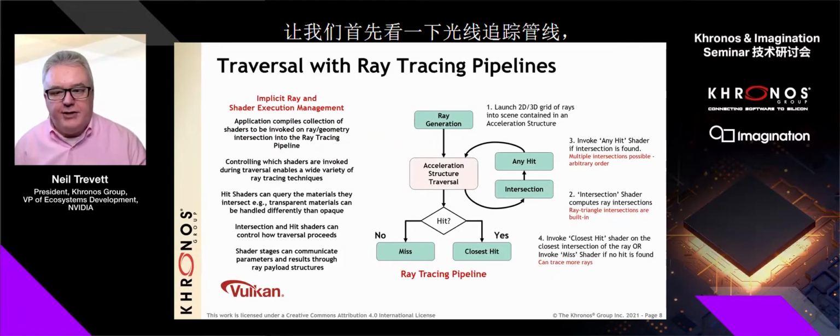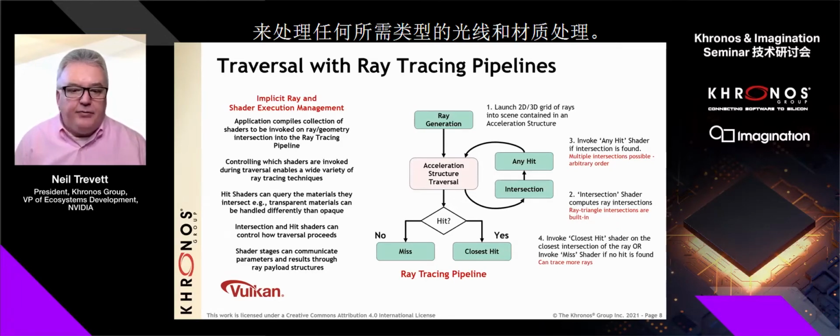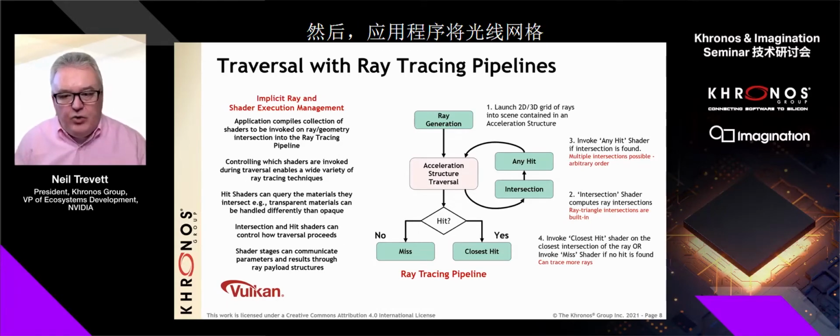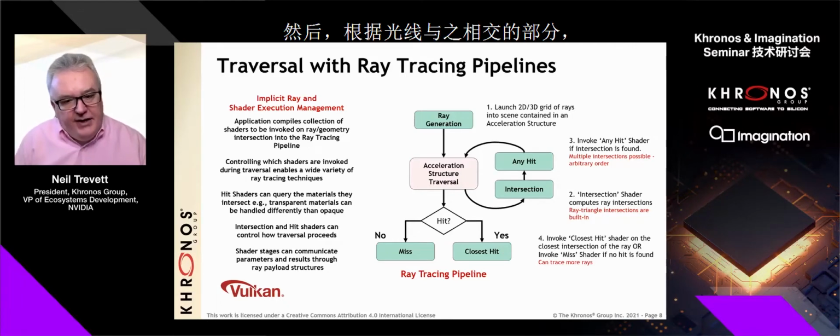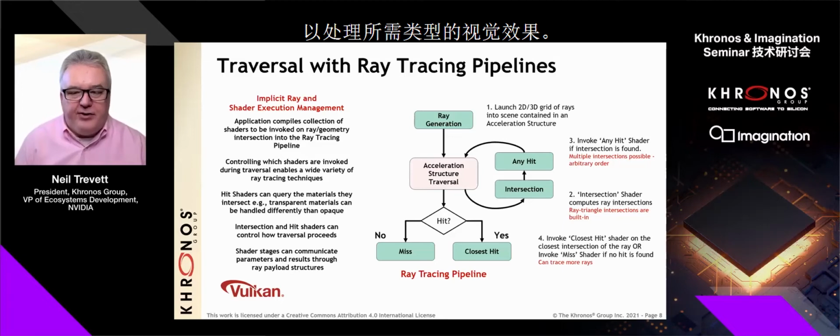Let's first look at ray tracing pipelines, which enable the developer to compile and manage a set of shaders to handle any desired type of ray and material processing. The application then launches a grid of rays into the scene contained in the acceleration structure. For each ray, a particular shader will then be executed depending on what the ray intersects with, to process the desired type of visual effect.